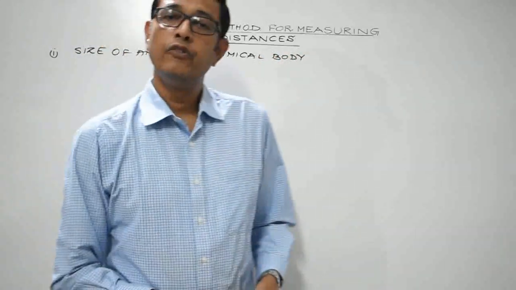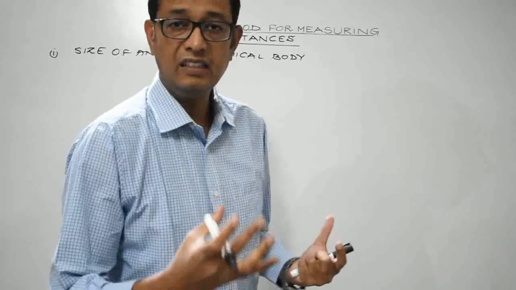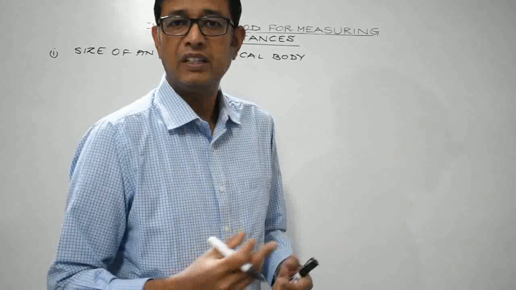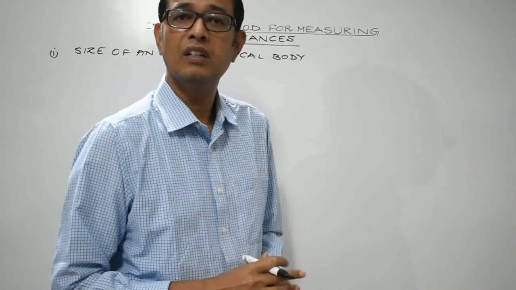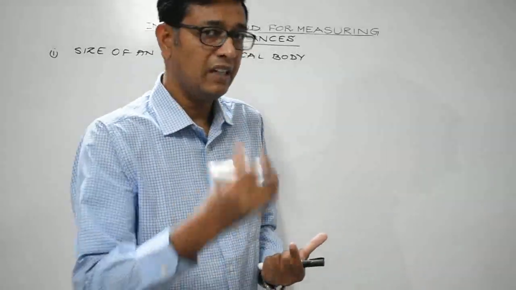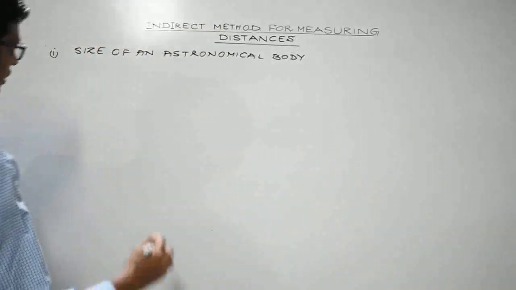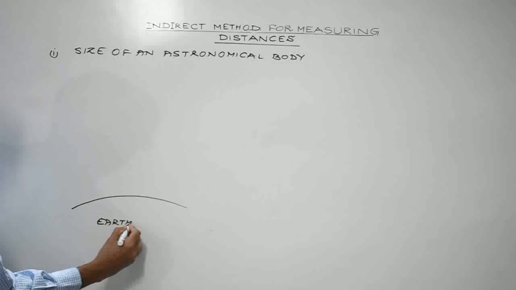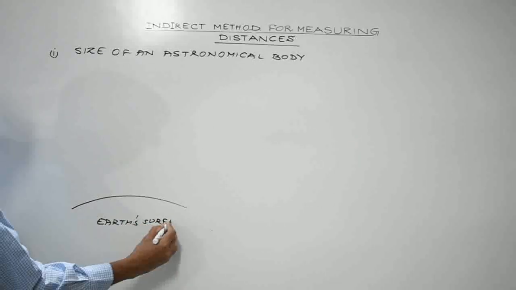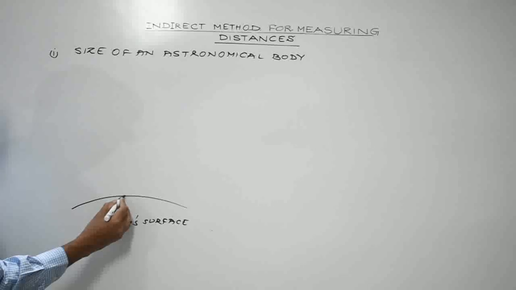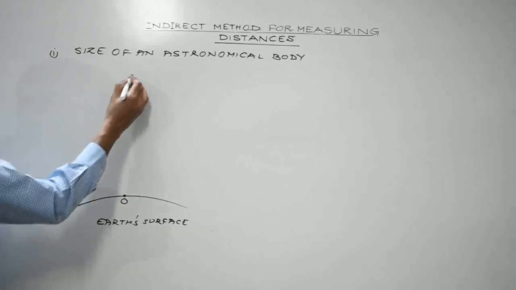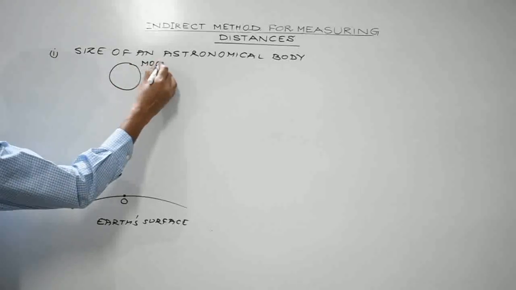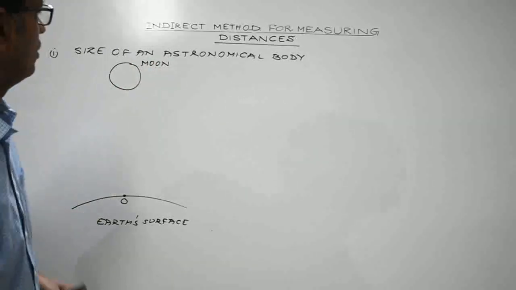Like we intend to find the size or the diameter of a moon. So there can't be any direct method, isn't it? So we calculate it by some indirect method, as I will illustrate. Suppose this is the Earth's surface and this is the observation point, right? This is the observation point, and this is the moon whose diameter is to be found.